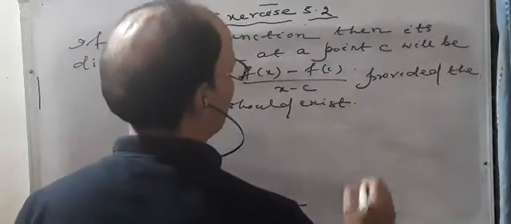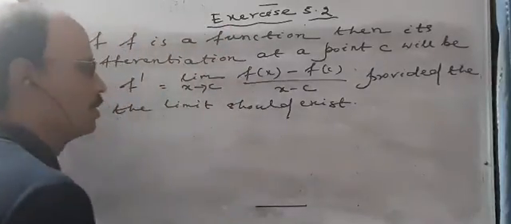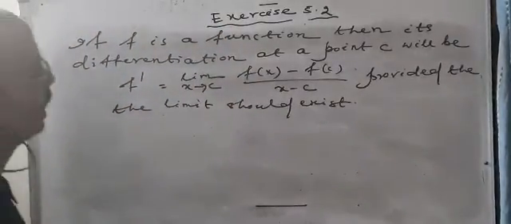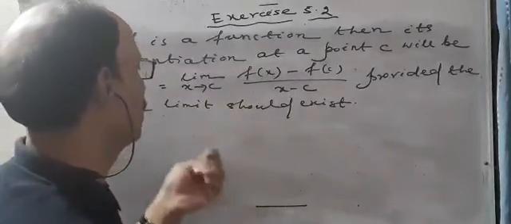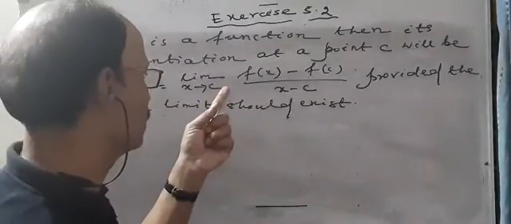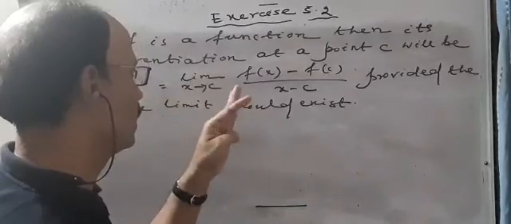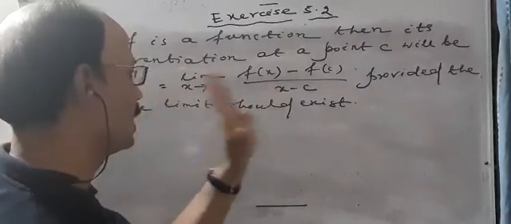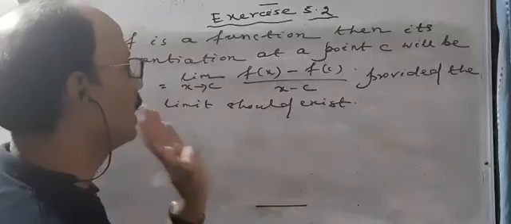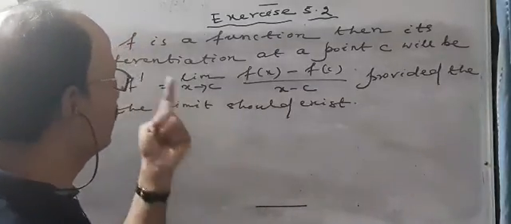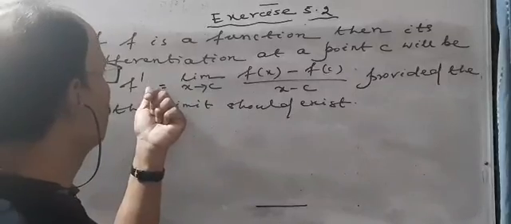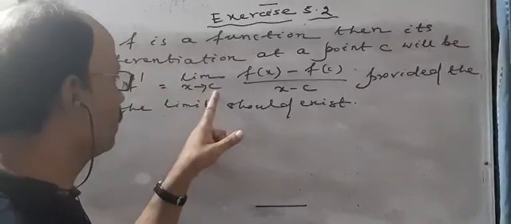Limit should exist. So it means what? Limit should exist, I already told you what it is. Limit should exist means its lower limit and upper limit, or its left hand limit and right hand limit should be equal to each other. Then only this function will be differentiable at that point C.